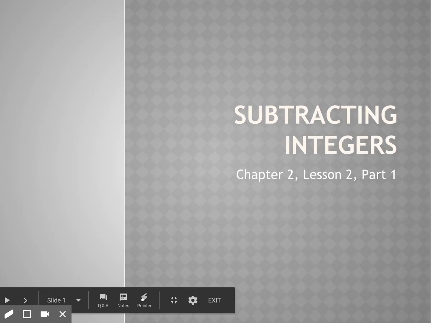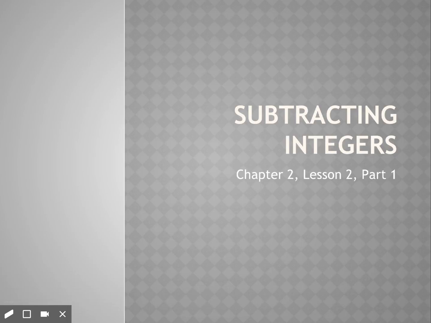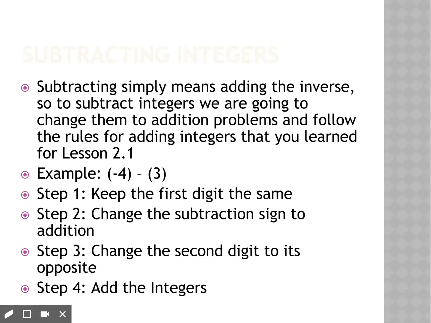Chapter 2, Lesson 2, Part 1, Subtracting Integers. Subtracting integers simply means adding the inverse or the opposite. So to subtract integers, you're going to change them to addition problems and follow the rules for adding integers that you learned from Lesson 2.1. For example, -4 minus 3.